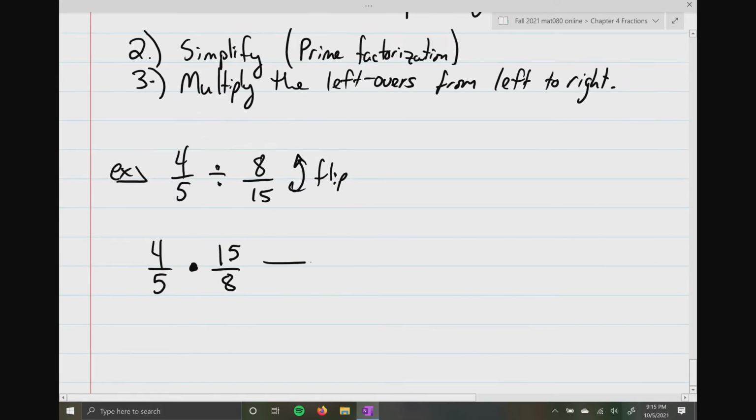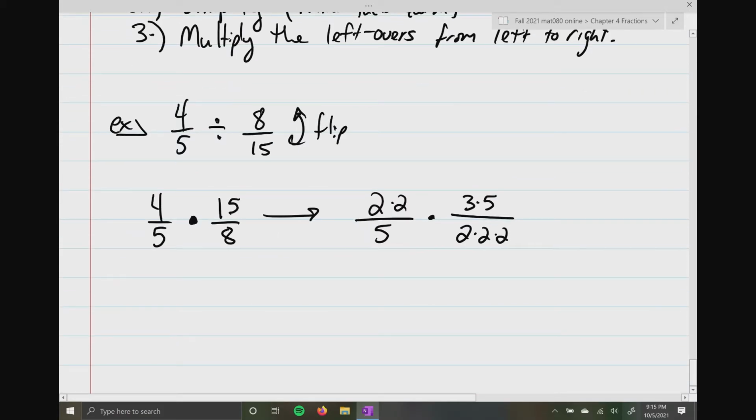So step 2, which is the big step now, let's simplify by prime factorization. 4 is 2 times 2. 5 is prime. Times, now 15 is going to be 3 times 5. And 8, we've done that a bunch already, is 2 times 2 times 2. I'm going to write one big fraction in order, so one numerator, 2 times 2 times 3 times 5, and then one denominator, 2 times 2 times 2 times 5.